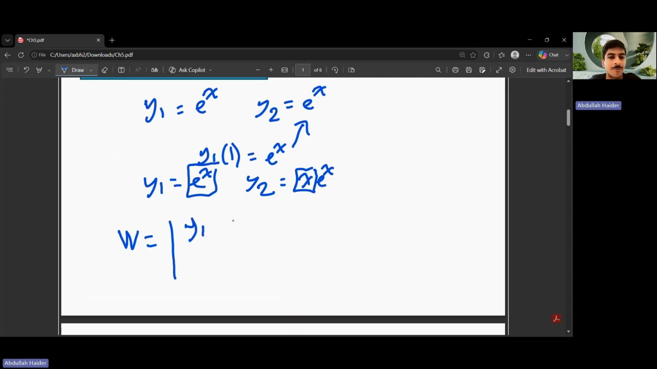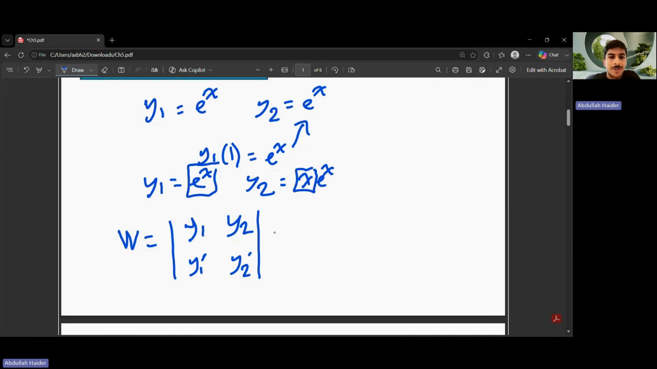So if I have y1, y2, and y1 prime, y2 prime, you need to know the Wronskian. You will need this later for the variation of parameters. This is the formula, and this is essentially a matrix. So we have the Wronskian, which equals y1, y2, y1 prime, y2 prime, in a matrix.